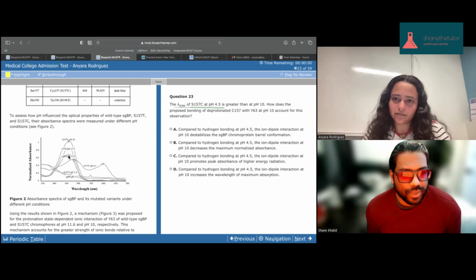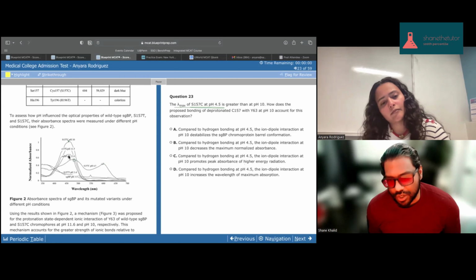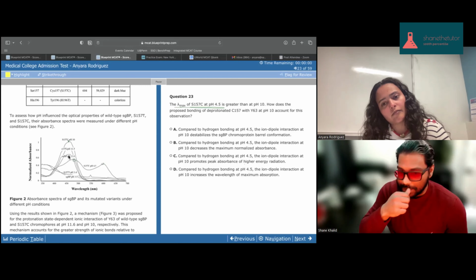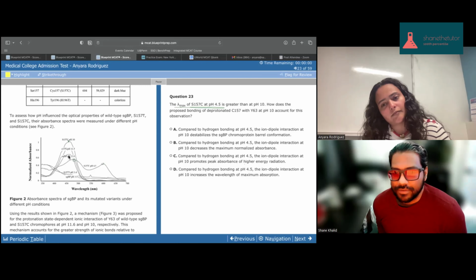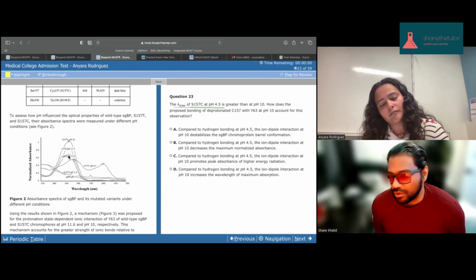Yeah, and I think they want us to connect that to what they said about the greater strength of ionic bonds. So if we see something with a higher lambda max, we should see something that would have perhaps more hydrogen bonding. And all the options start with compared to hydrogen bonding at pH of 4.5, right? Yeah. So we know that at pH of 4.5, we have weaker bonds, which would be aligned with a larger lambda max.